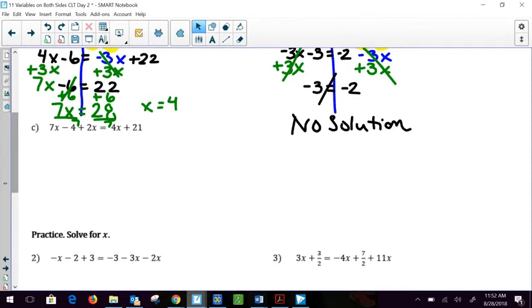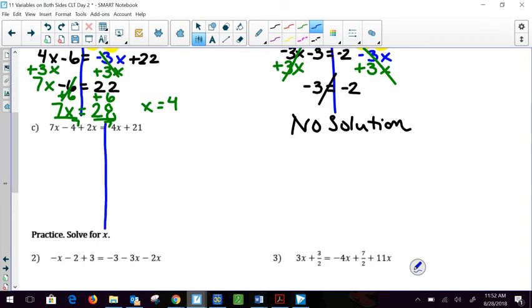Let's look at letter C. Looking at letter C, I'm going to start by dividing down the center again. Get in the habit of highlighting or circling your like terms. It makes it a lot easier to figure out what you need to combine together and how. I have 7x's plus 2x's. So 7x's plus 2x's give me how many x's? You guessed it. It gives me 9x's. And then I still have the minus 4 is equal to 4x plus 21.